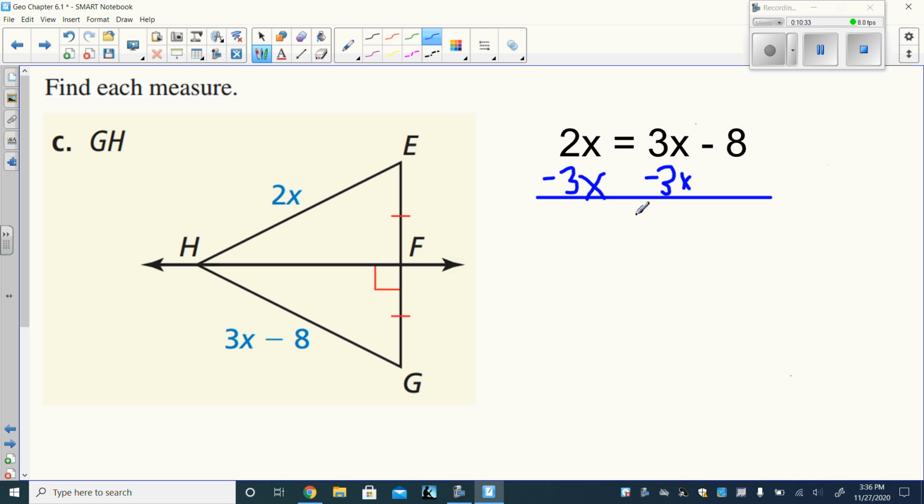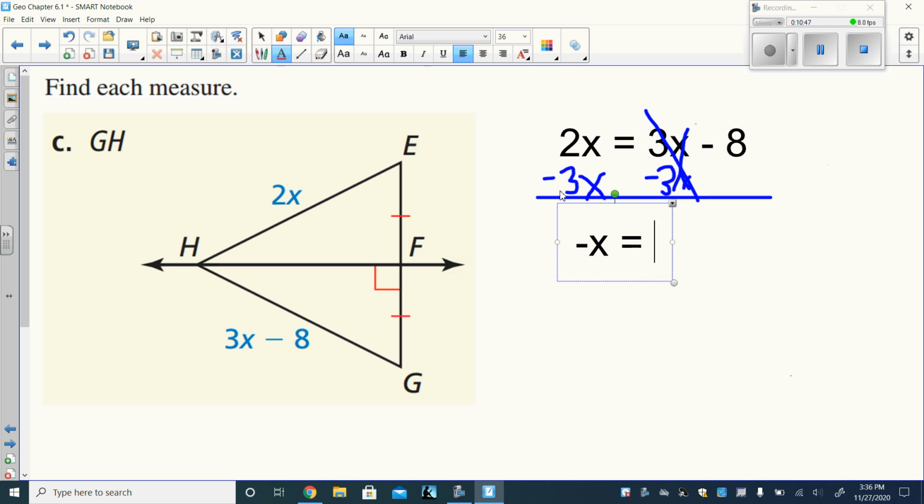Now I don't normally like doing this because it's going to make x negative, and we'll see that here. 3x minus 3x, these will cancel. And what that'll leave us with is our 2x minus 3x, which would be negative x, equals negative 8. And I don't normally like doing this because we have a negative x, but this is fine. It's going to be shorter. It's going to be faster to do it this way.